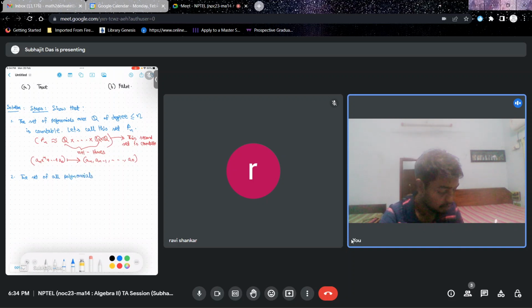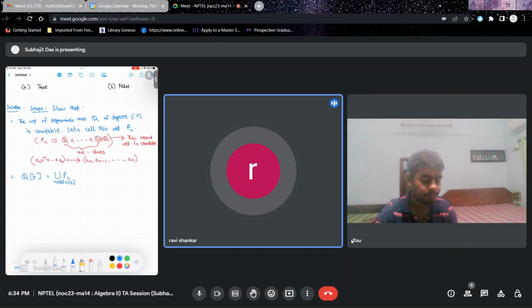Okay, so we have a notation for that, Q[x]. So step 2 is: Q[x] is equal to the union of all P_n's, where n is in the natural numbers, union 0, or sometimes people also like to think of 0 as a natural number. Anyways, that doesn't matter. So Q[x] is the union of all polynomials of different degrees, right?